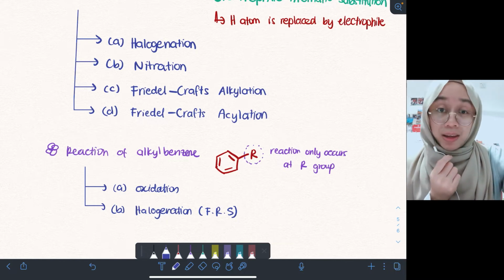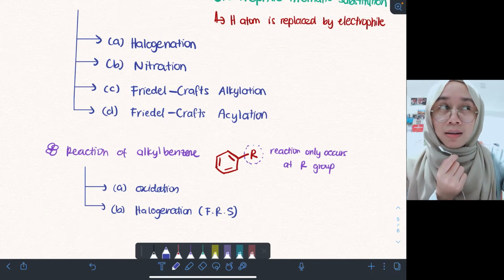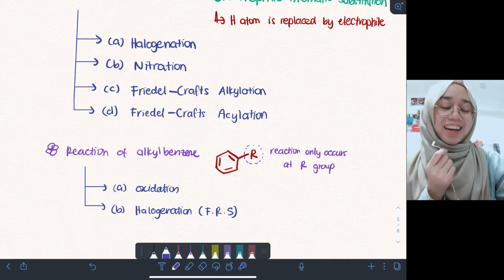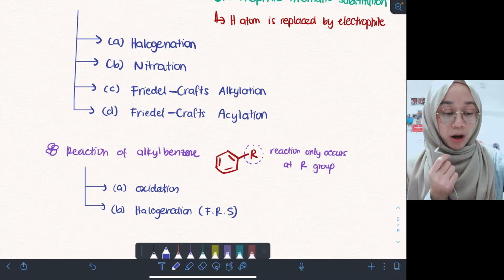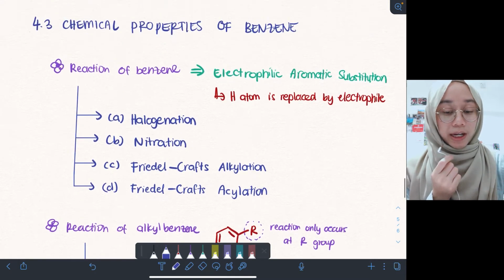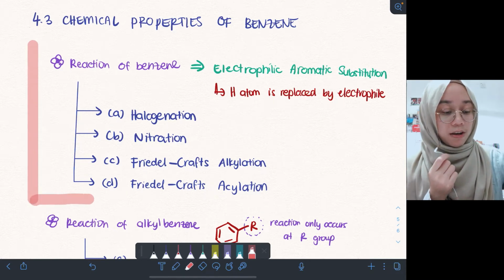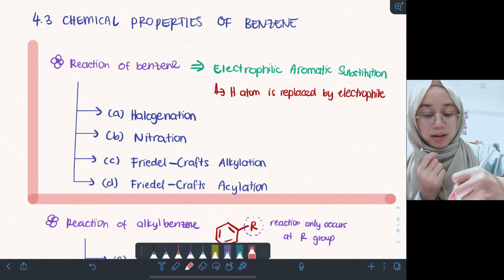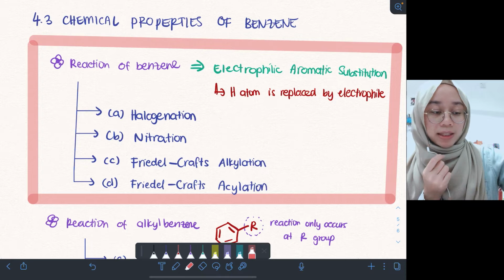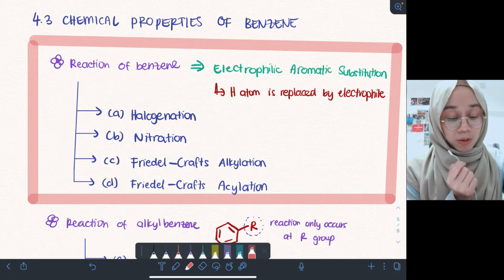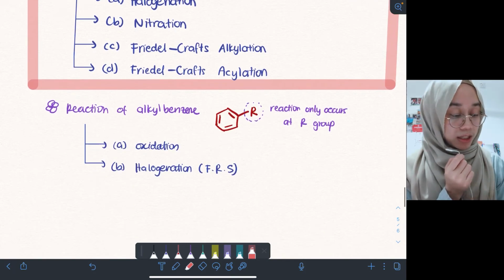Tapi adakah kamu nampak reaction of alkyl benzene ni tadi dalam bahagian objektif kita? Tak. So saya kelas reaction of alkyl benzene ni nanti kamu belajar later on in PST. So our focus for today is only on reaction of benzene sahaja. We are going to focus on these 4 reactions here, which is halogenation of benzene, and then kita akan tengok nitration of benzene, and then alkylation of benzene, and also acylation of benzene. So let's have a look at the first one dahulu, which is halogenation.